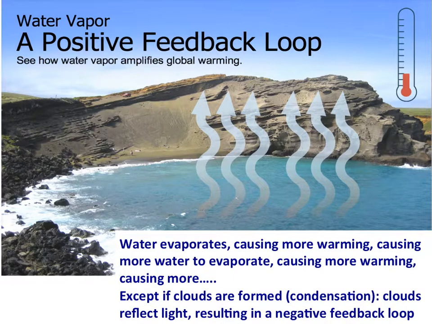But there are two potential feedback loops related to water vapor. And the positive feedback loop goes like this. Water evaporates, and this causes more warming, causing more water to evaporate, causing more warming, causing more water to evaporate, etc. Now there is a negative feedback loop, and it goes like this. Increased water vapor causes more clouds to be formed through condensation. Clouds reflect light due to their high albedo, serving to cool the Earth, resulting in a negative feedback loop.